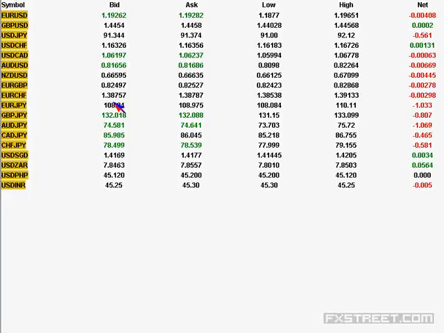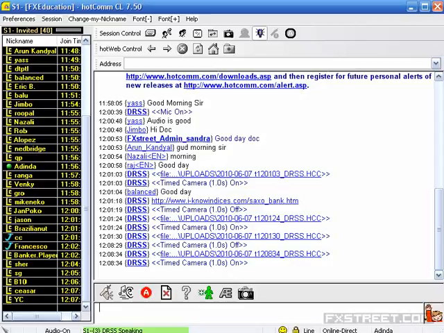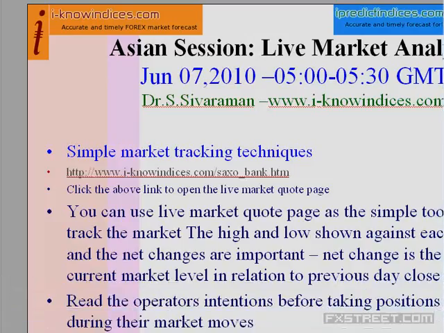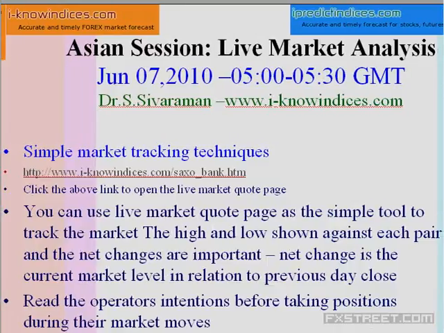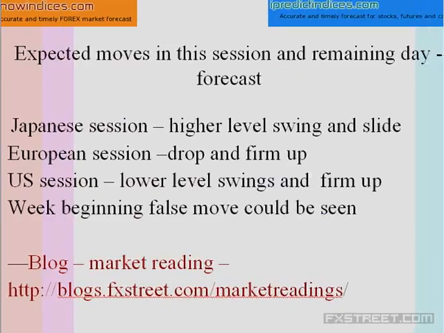Now let me go to the PowerPoint presentation and explain what is expected in today's market. So, the expected move for this session. During the Japanese session, high-level swing and slide could be seen, so they could go closer to the low towards the close of the Japanese session.